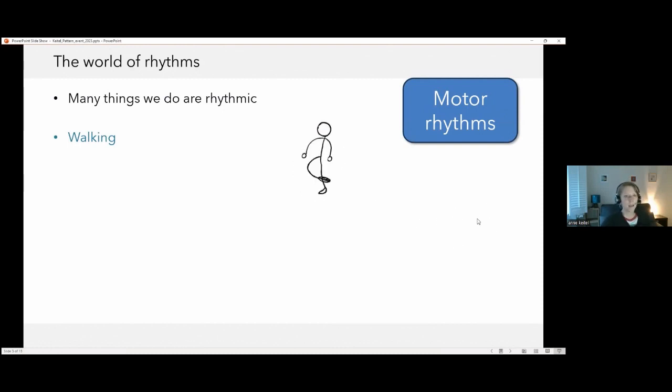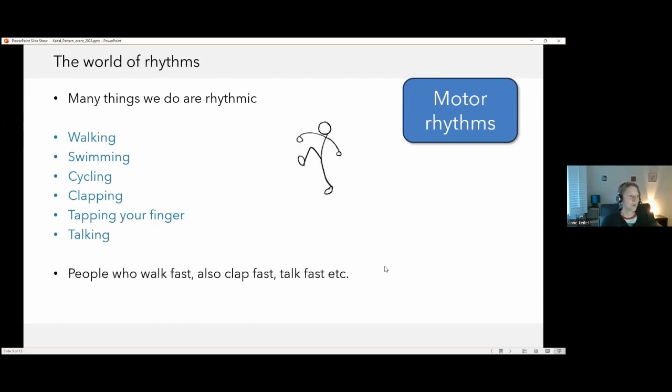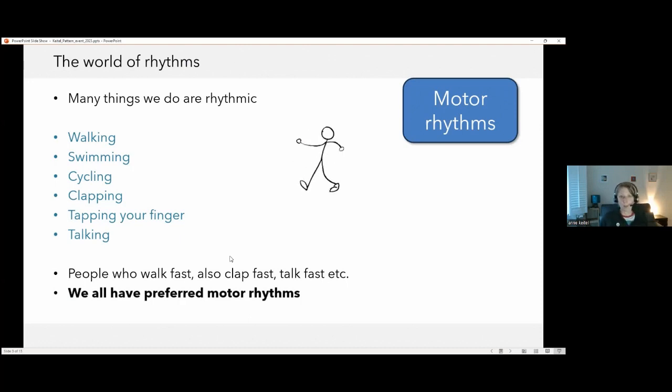But it's not just walking, it's actually many other things as well. For example, swimming, cycling, clapping, tapping your finger, or talking. All these things are rhythmic. They're not just completely random, but they're rhythmic. And moreover, it has been shown that people who walk fast, for example, they also tend to talk fast. And they also tend to clap fast, when they clap spontaneously, and all these other things together. So it has been shown that people have preferred motor rhythms. We all have this, and we either tend to do things fast, or we tend to do things slow, or everything in between.